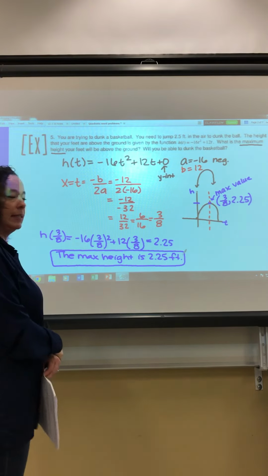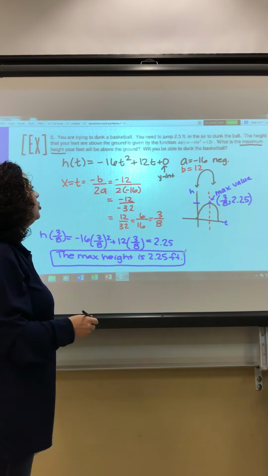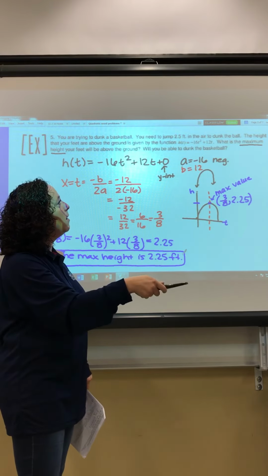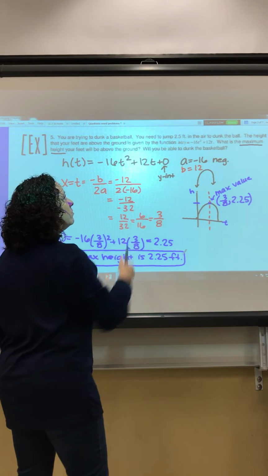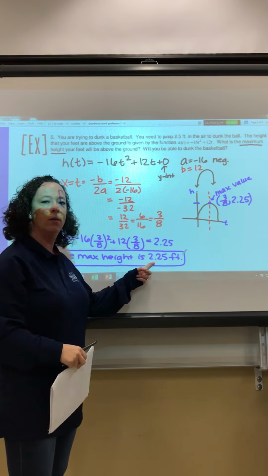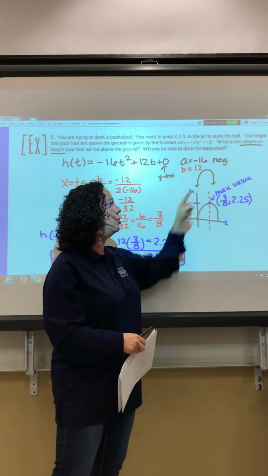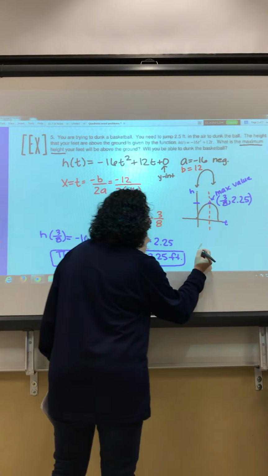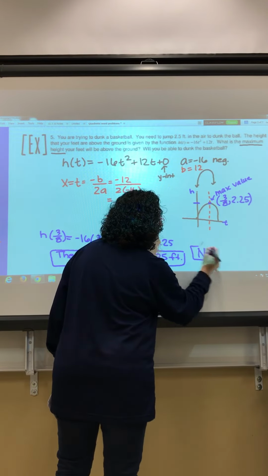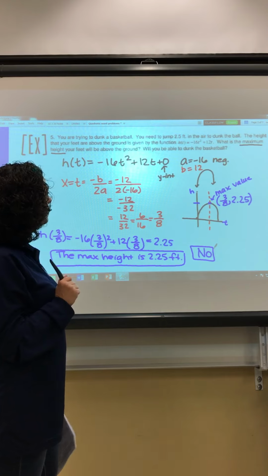Okay, that's fabulously wonderful. Now, the second question, will you be able to dunk the ball? Well, look, we need to jump 2.5 feet, but how high are we jumping? We're only jumping 2.25 feet. So will we be able to jump to the height of 2.5? No, so we won't be able to dunk the ball. I hope that makes sense.